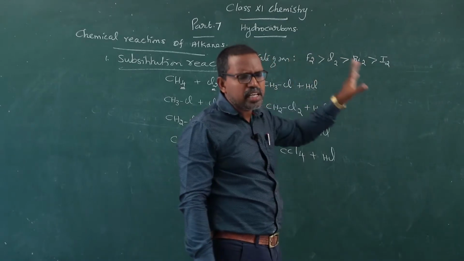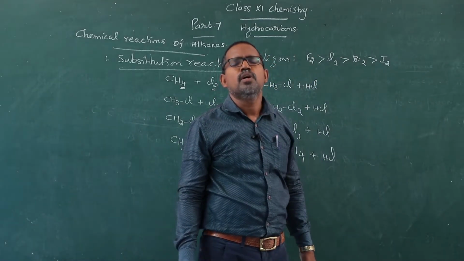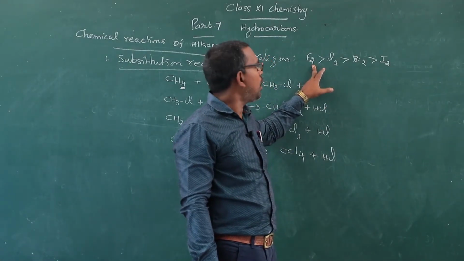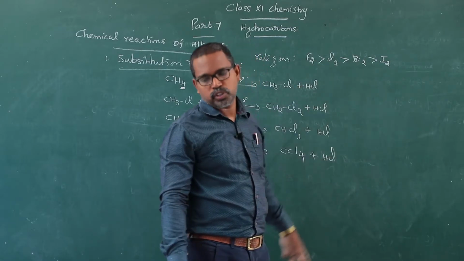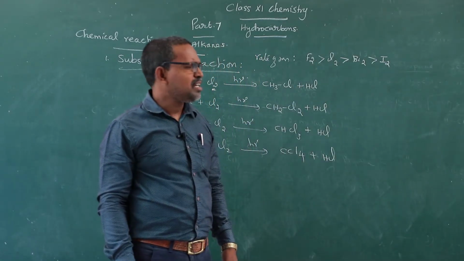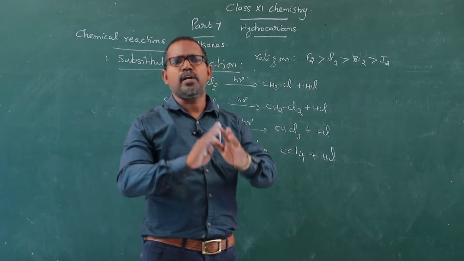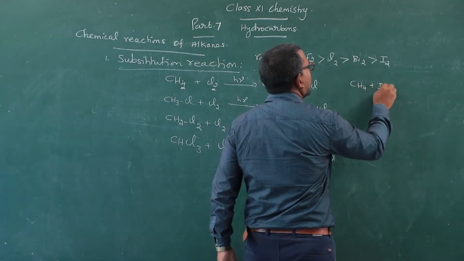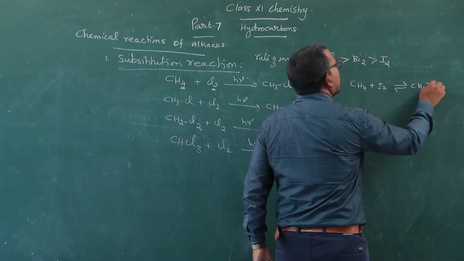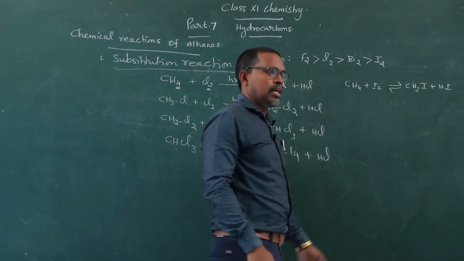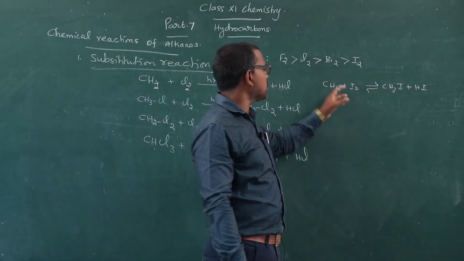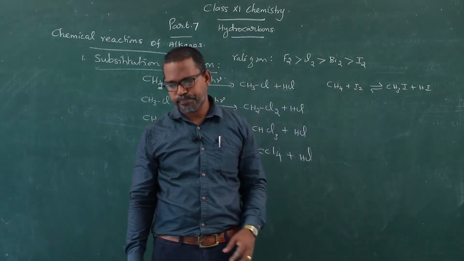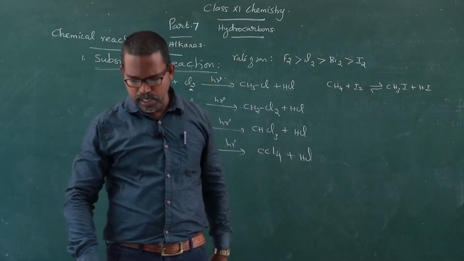Fluorine reacts violently, even in the dark, and it is not easily controlled. Under controlled conditions, the fluoride compounds are obtained. Iodine reacts very slowly and the reaction is reversible. For example, methane reacts with iodine to give methyl iodide and hydrogen iodide. The methyl iodide and hydrogen iodide again react together to give methane and iodine. So these are the substitution reactions.